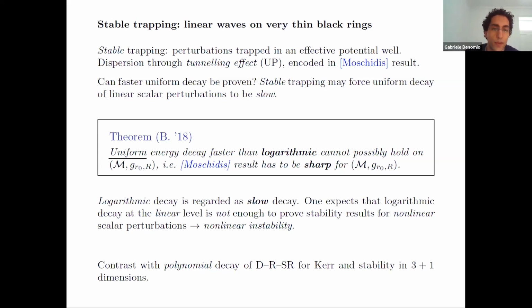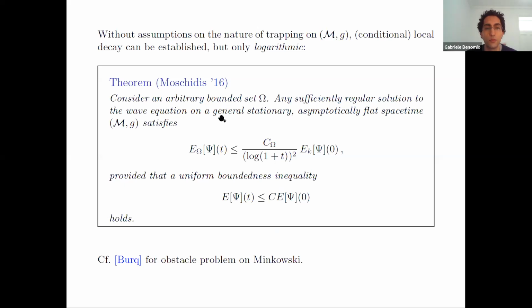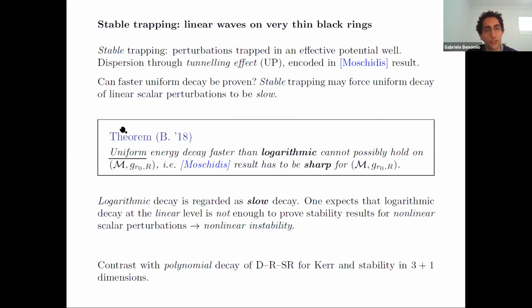The theorem states that uniform energy decay faster than logarithmic cannot possibly hold on very thin black rings. In other terms, Moschidis' result that I showed you here has to be sharp when the spacetime you consider is a very thin black ring. It is crucial here that we use the word uniform: this result is compatible with some specific solutions to the wave equation decaying uniformly in time faster than logarithmic, but you won't be able to prove a uniform decay statement faster than logarithmic that holds for any solution to the wave equation.